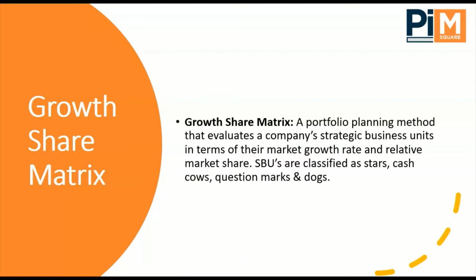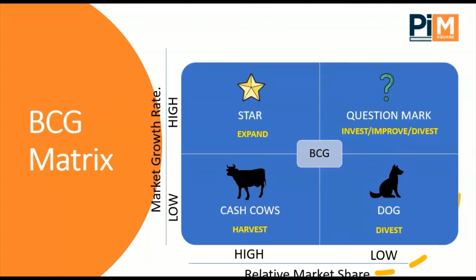So what is the growth share matrix? It is a portfolio planning method that evaluates a company's strategic business units in terms of their market growth rate and relative market share. SBUs are classified as stars, cash cows, question marks, and dogs. So, as discussed, evaluating the SBUs in terms of market growth rate and relative market share is called the growth share matrix. This is what the BCG matrix is.